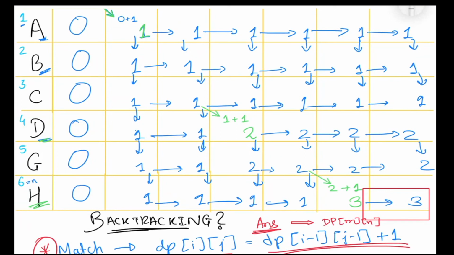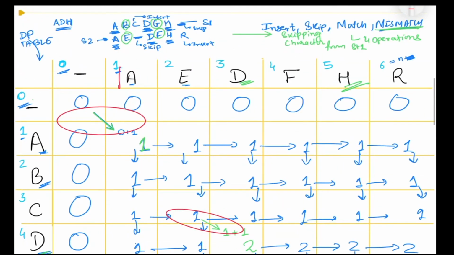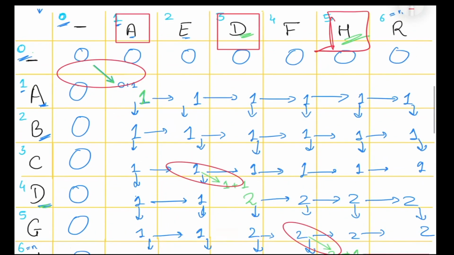We will be using backtracking. So it's just a hint. I'm not going to explain it or show how we are going to backtrack it. We just need to look for the diagonal operations we did, and once we know it, we know the cells. Once we know the cells, we know the corresponding string elements, and ADH is our answer. That is how we are going to print it. But that's not the aim.